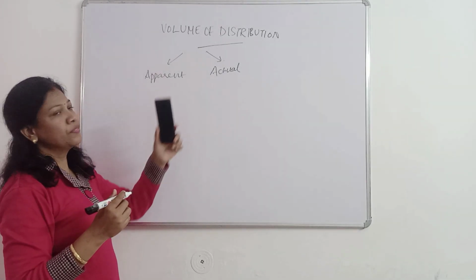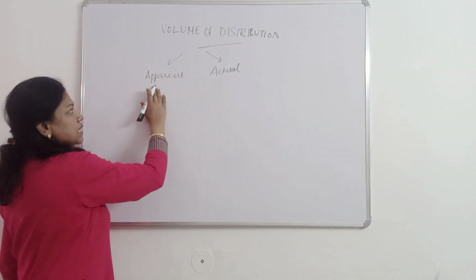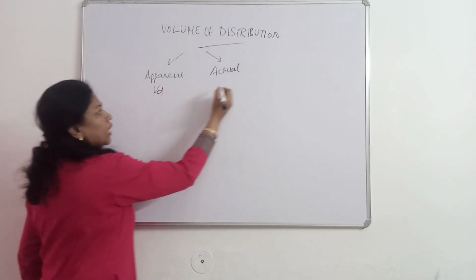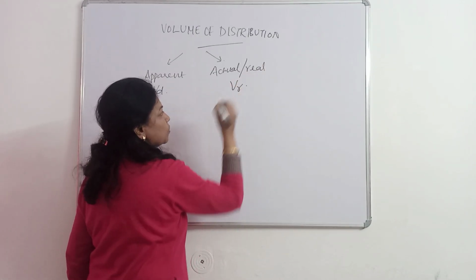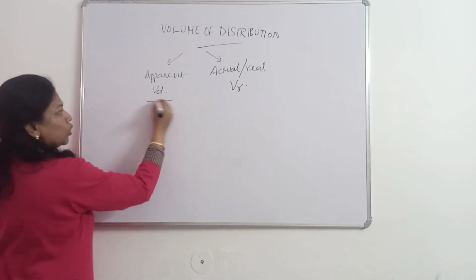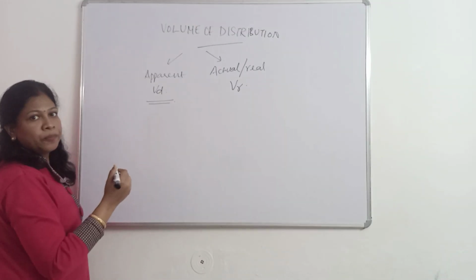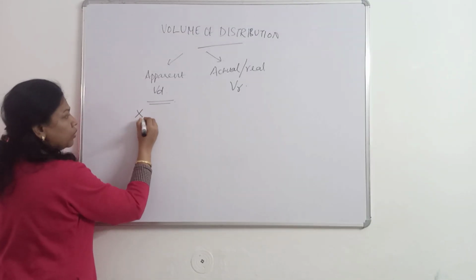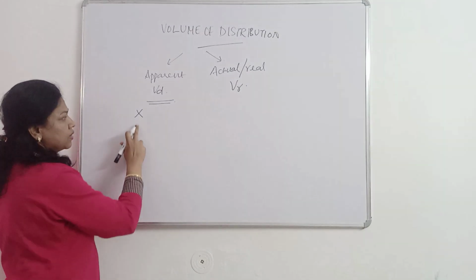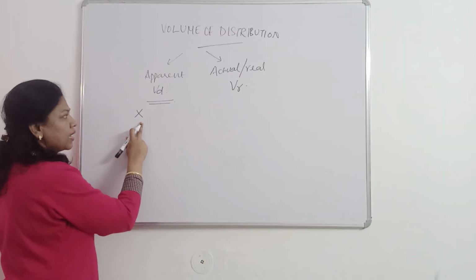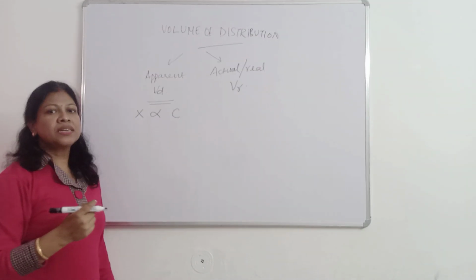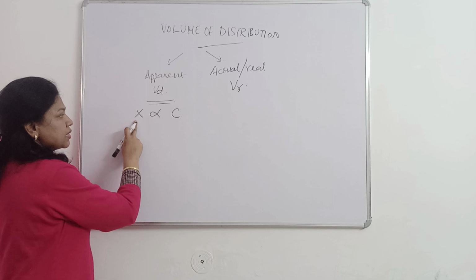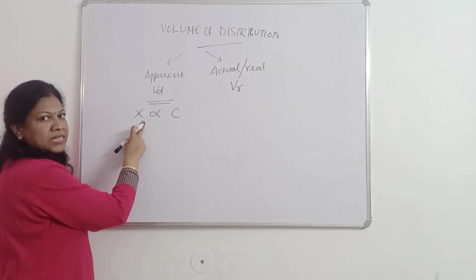So there are two different volumes of distribution. One is apparent volume of distribution and another is actual or real volume of distribution. What is apparent volume of distribution? The amount of drug that is administered, which is symbolized as X, is directly proportional to the plasma drug concentration. X is the amount of drug administered.